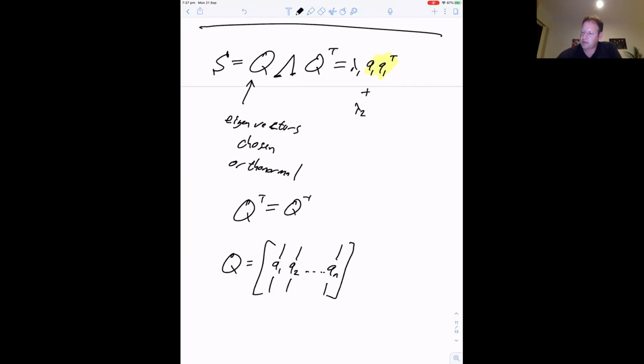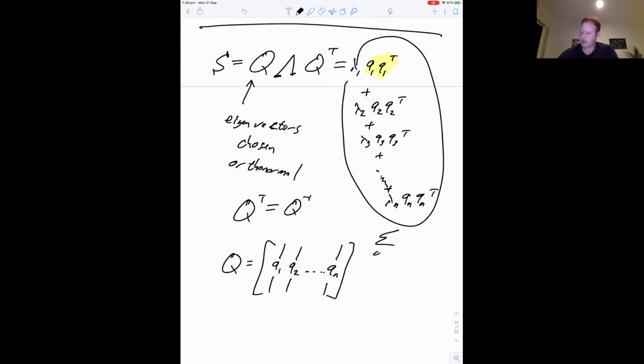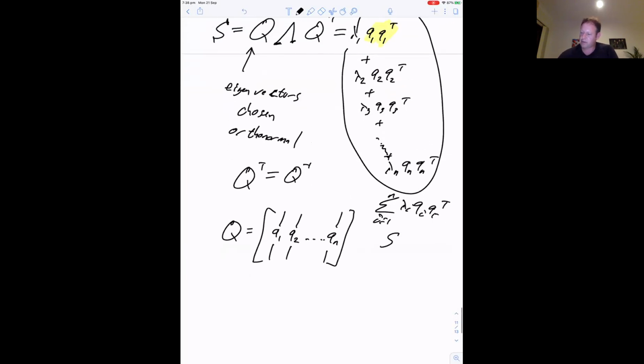Plus lambda 2 times Q2, Q2 transpose. Plus lambda 3, Q3, Q3 transpose. Plus lambda n, Qn, Qn transpose. So this thing, which you can just write as the sum from i equals 1 to n of lambda i Qi Qi transposed, is called the spectral decomposition of symmetric matrices.